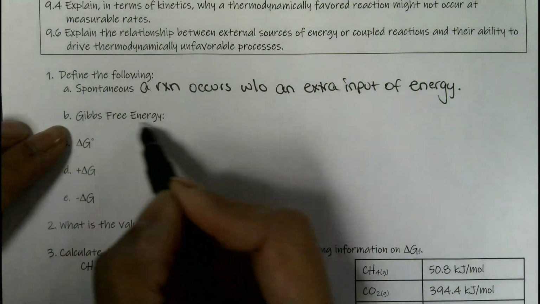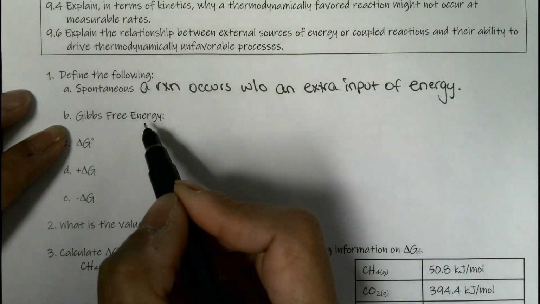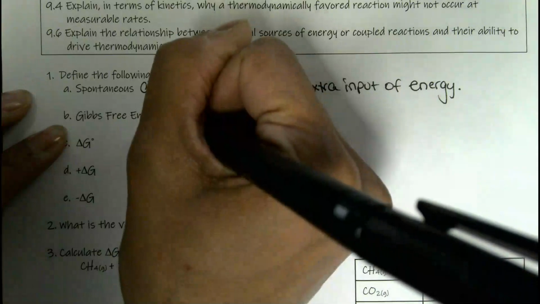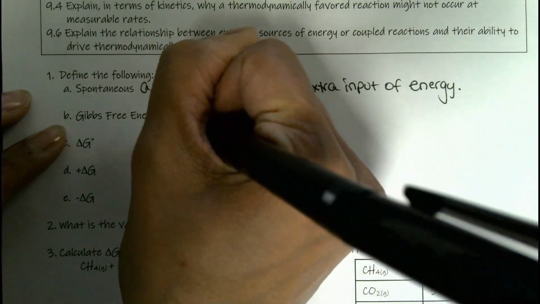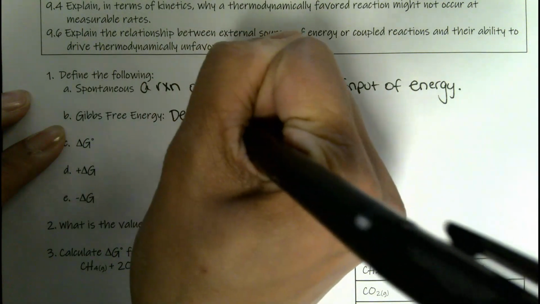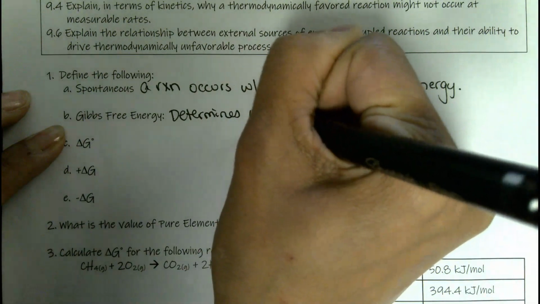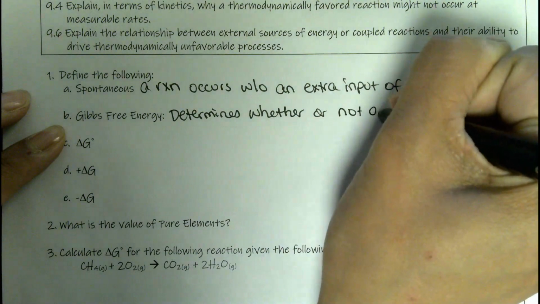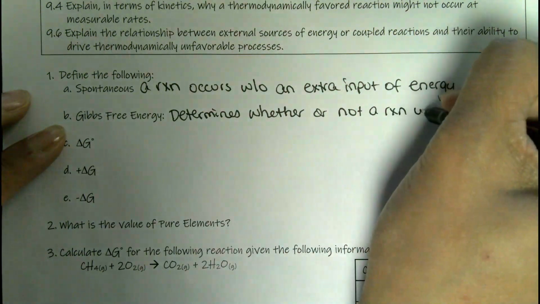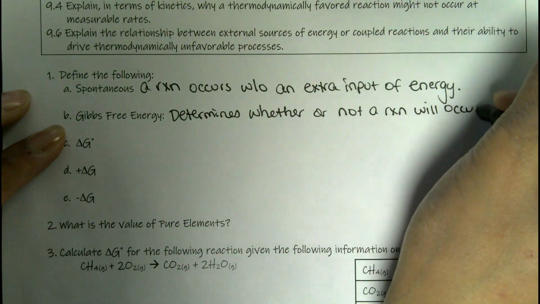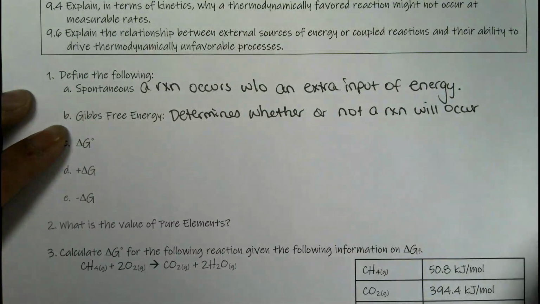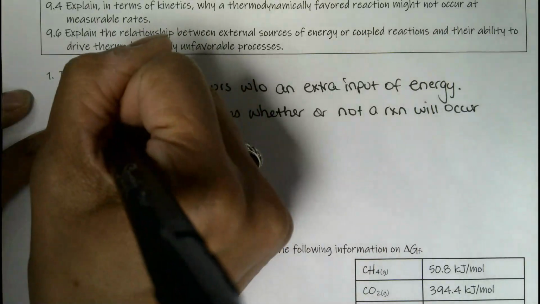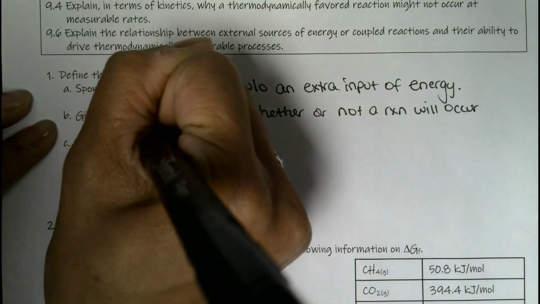That gives us Gibbs free energy. If we use Gibbs free energy, we can calculate that in order to determine whether or not a reaction will occur. So again, Gibbs free energy determines whether or not a reaction will occur. So what we say is that this is thermodynamically, and I'm going to put this in a star, it's thermodynamically favorable.